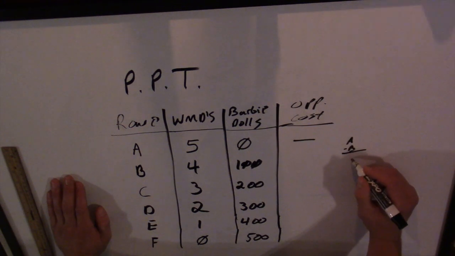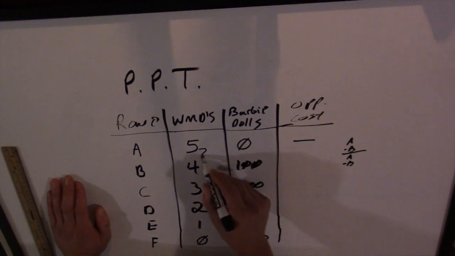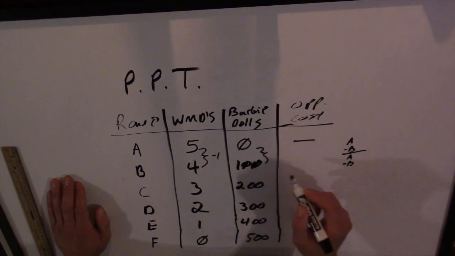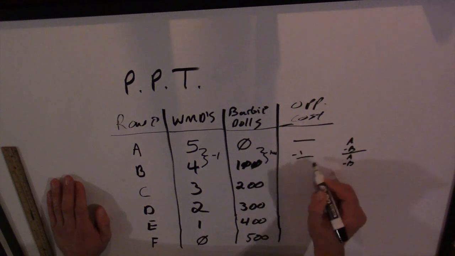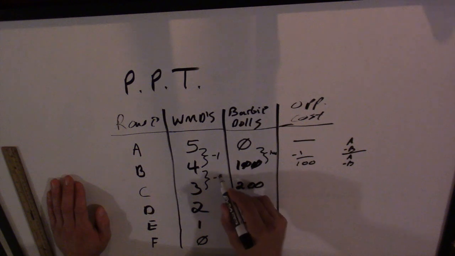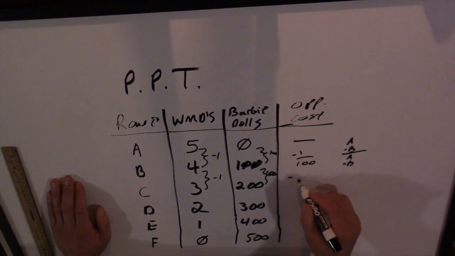So going from A to B, we lose 1 WMD, and we gain 100 Barbie dolls. So -1 over 100 is our trade-off, or our opportunity cost, from going from A to B. If we go from B to C, again, it will be 1 to 100. Depending on what points we're going to, it will change what that is, but as we can see, this is going to be constant if we go from point to point.